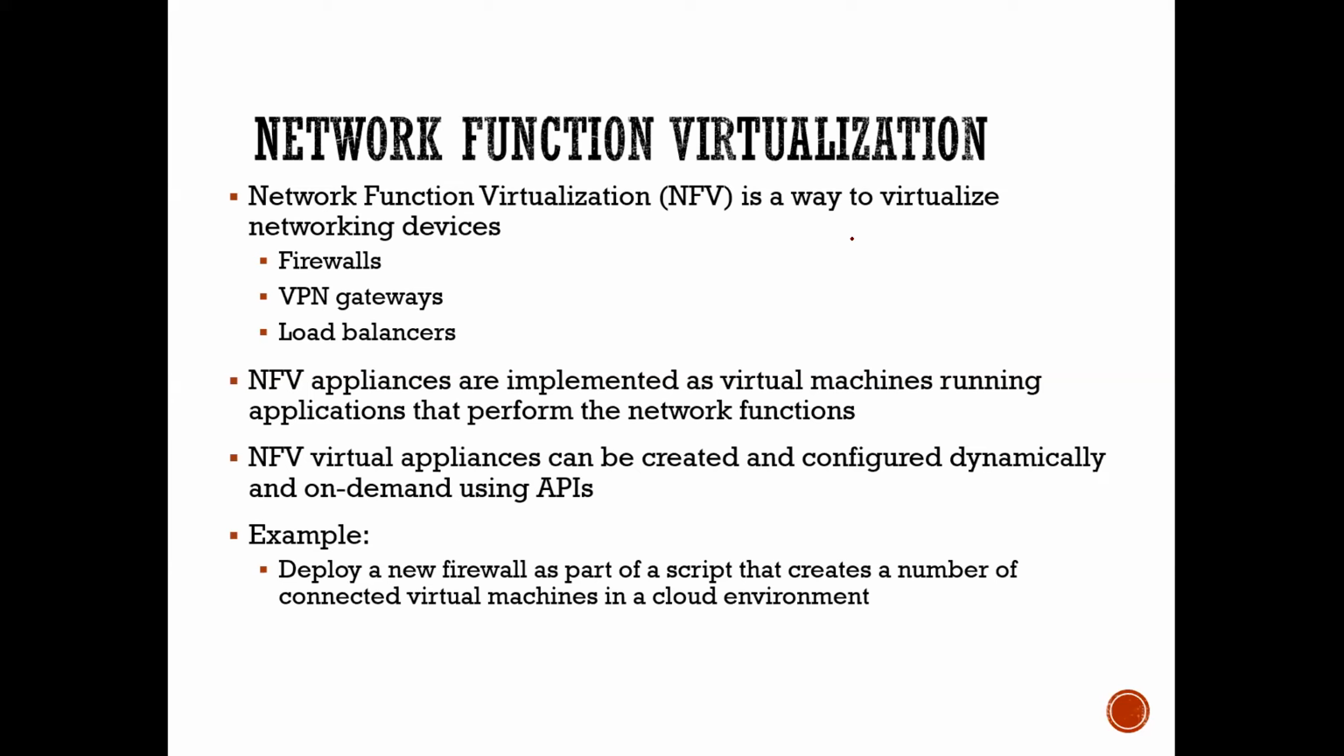So network functions virtualization is a way to virtualize network devices such as firewalls, VPN gateways, load balancers. This load balancer is a server I have to update. There is hardware and the server I can use it. And NFV appliances are implemented as a virtual machine running applications that perform the network functions. Virtual appliances can be created and configured dynamically and on demand using APIs.